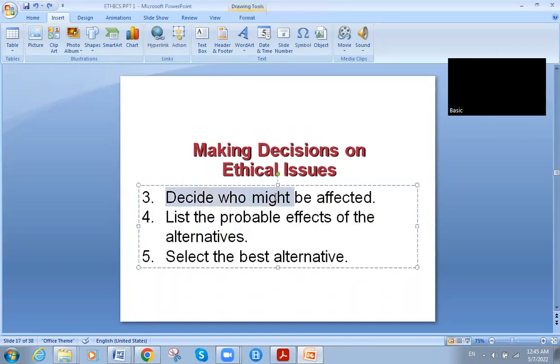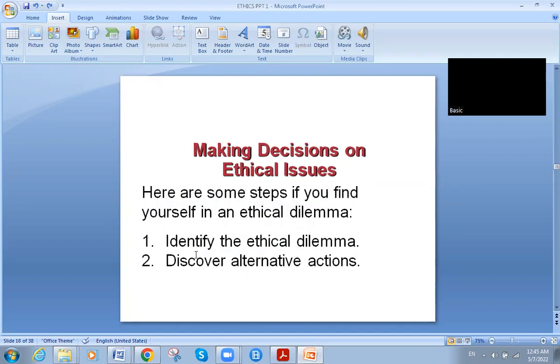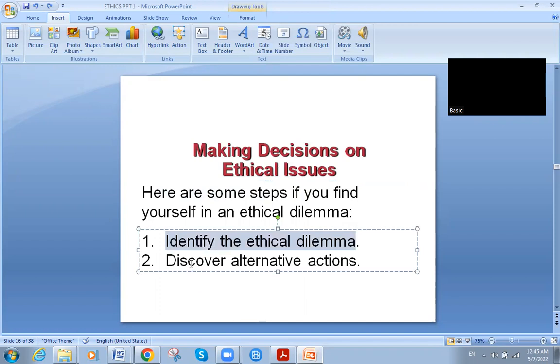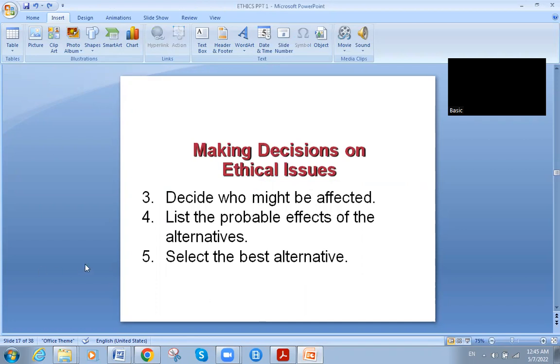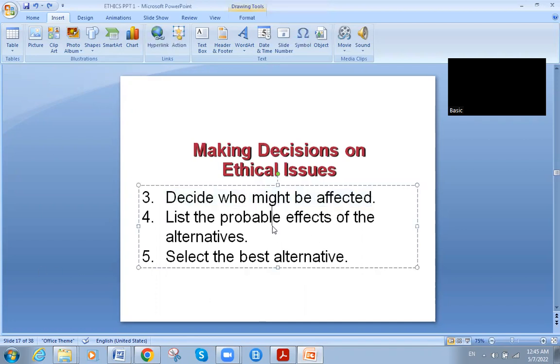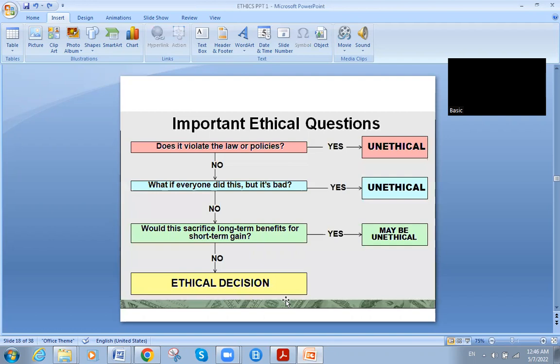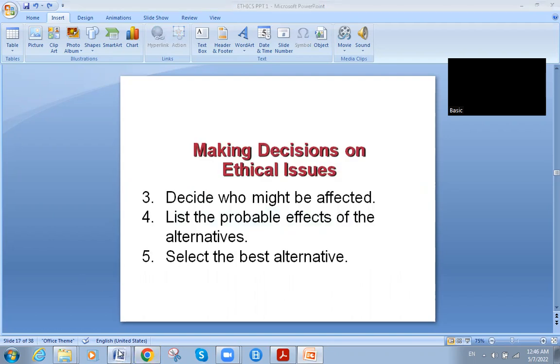decide who might be affected, list the probable effect of the alternatives, select the best alternative. I will say them again. So how to deal with the ethical dilemma? Identify the ethical dilemma, discover the alternative action, and decide who might be affected. List the probable effect of the alternatives. Select the best alternative. Those are the points of how to deal with the ethical dilemma.